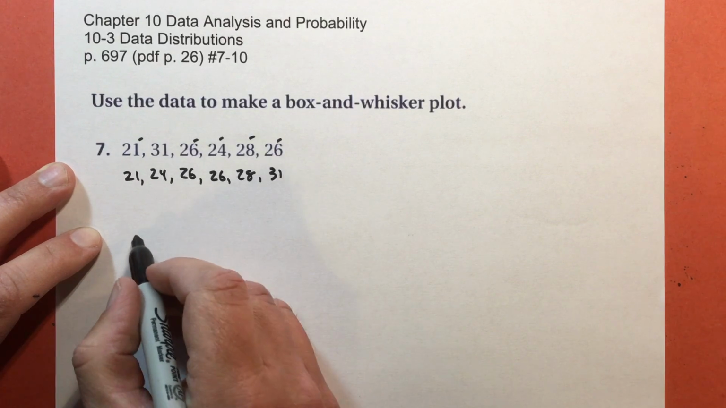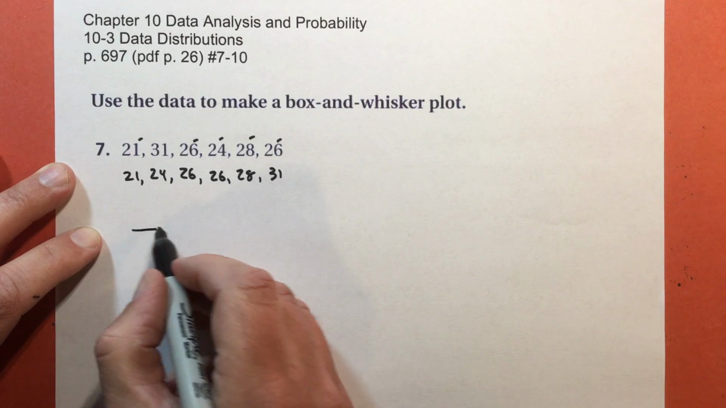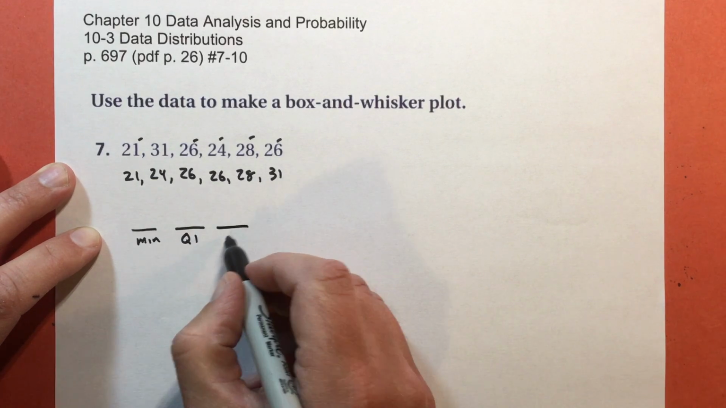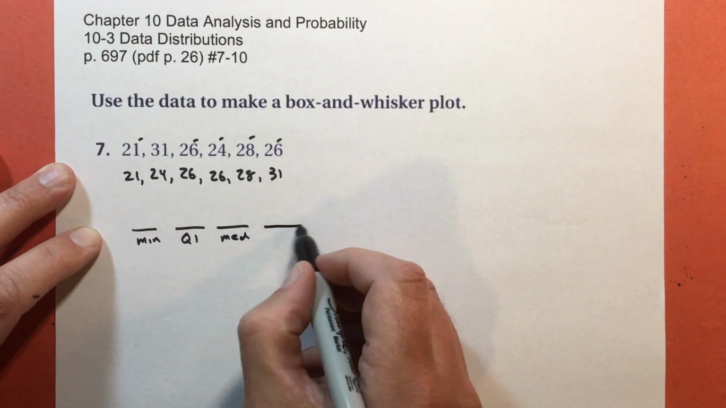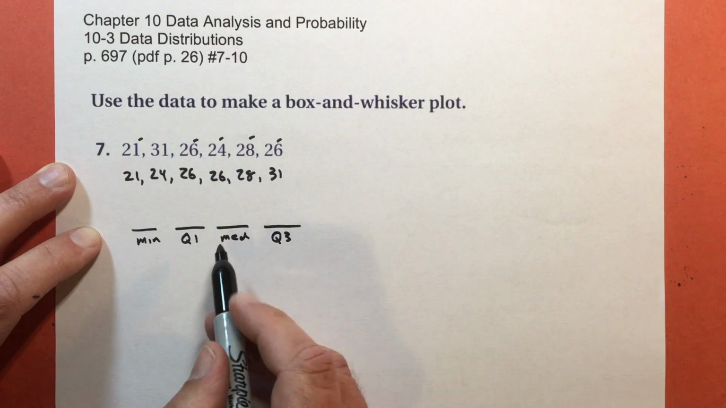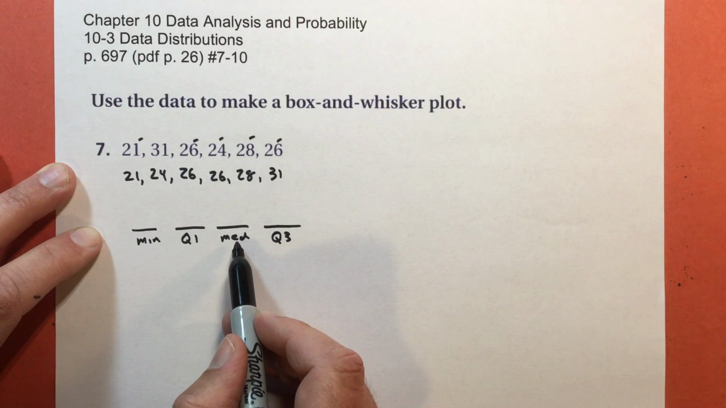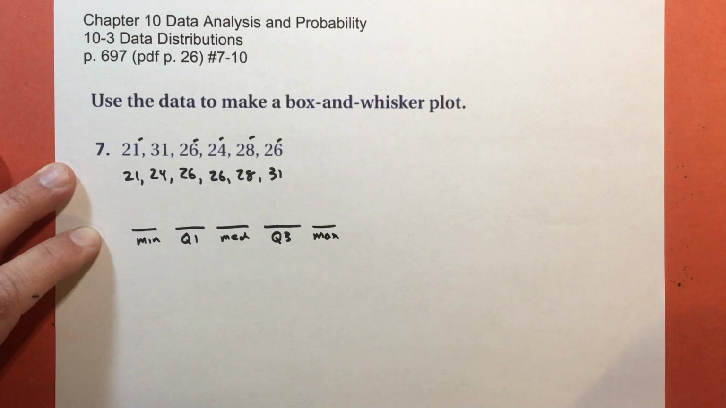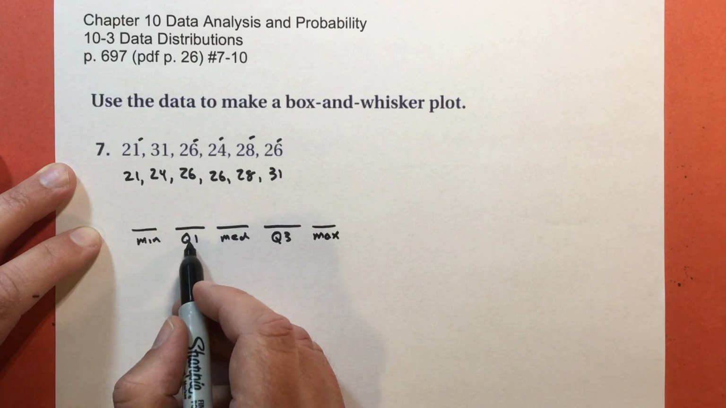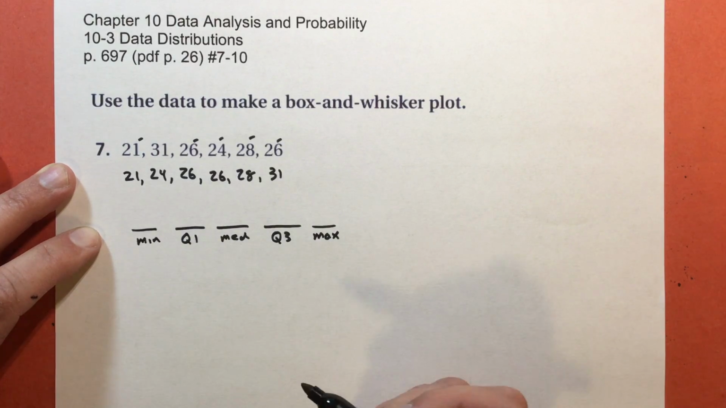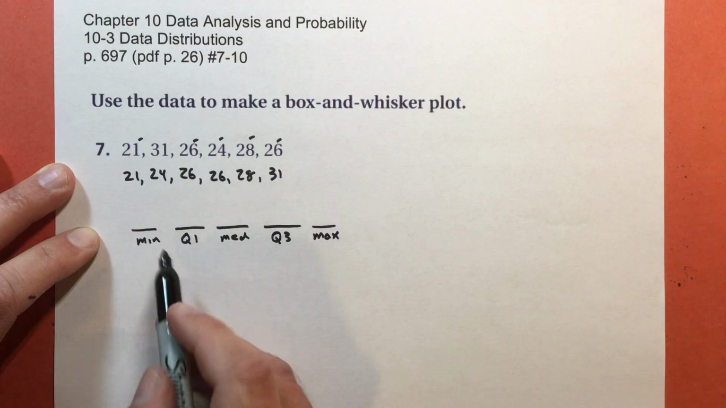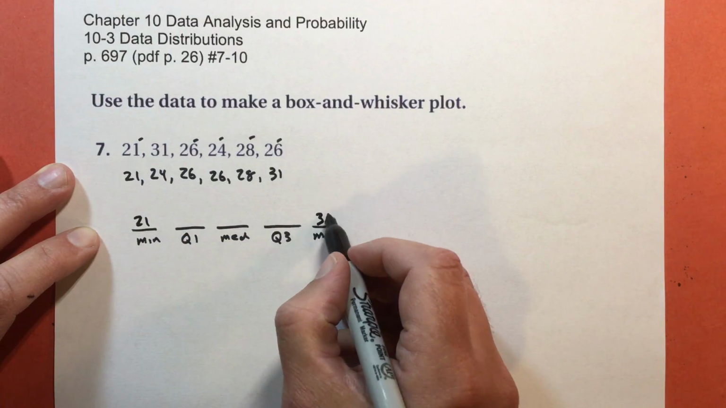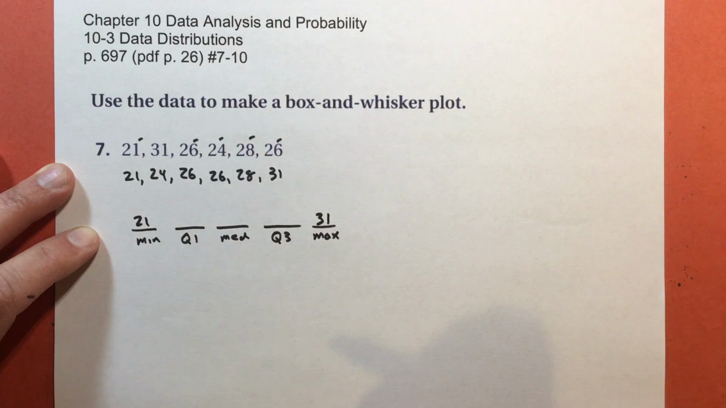Let's find out what the 5-number summary is. So I've got my minimum, first quartile, median, third quartile. Remember, the median is actually Q2, and the maximum, which is also known as Q4. Q0, Q1, Q2, Q3, Q4. Well, the minimum and the maximum seem kind of easy. That's going to be 21 and 31. Those are just the numbers on the ends.